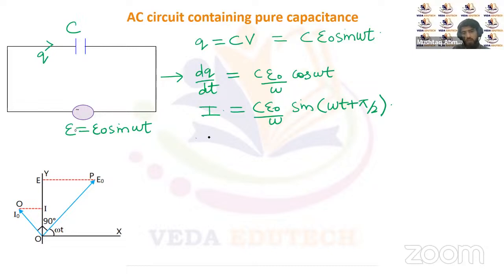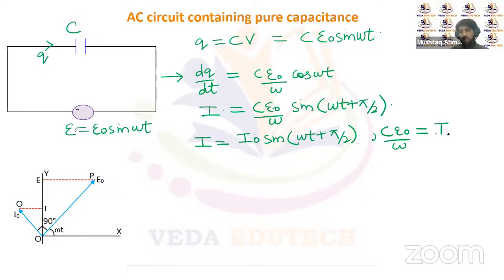Now we can write this current as I is equal to I naught sine of omega t plus pi by 2. The value of I naught is the maximum value of current, C E naught omega. So we can say the amplitude of the current is C E naught omega, that's the maximum value of the current.